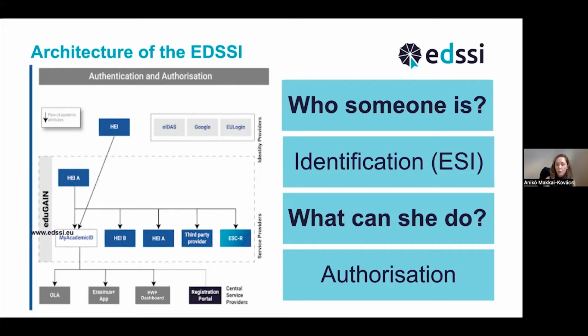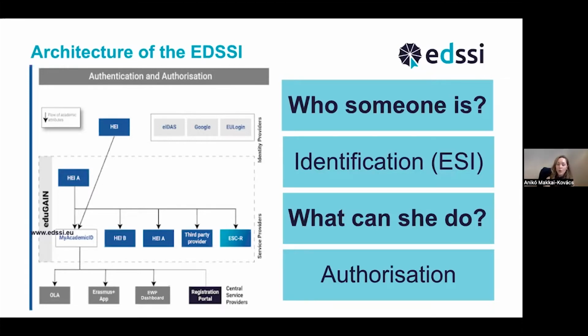What we worked on in the My Academic ID project and now with the EDSSI project is to make sure that we can identify who is who, and then what they can do in these different tools like the online learning agreement. Because when a student enters the online learning agreement, they can only sign it as a student. They cannot sign it as a sending institution, correct? So we identify who is who when they log into, for example, the online learning agreement, and we make sure they can only sign it as a student and not, for example, as a sending institution.